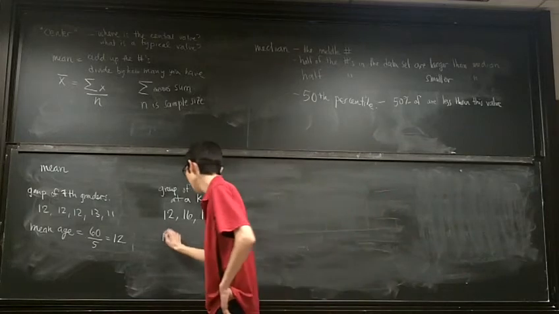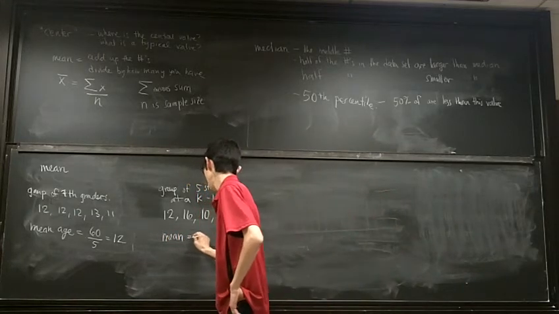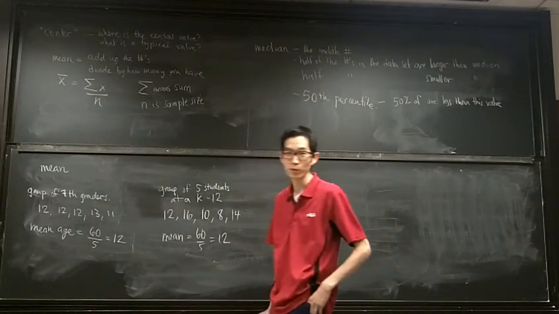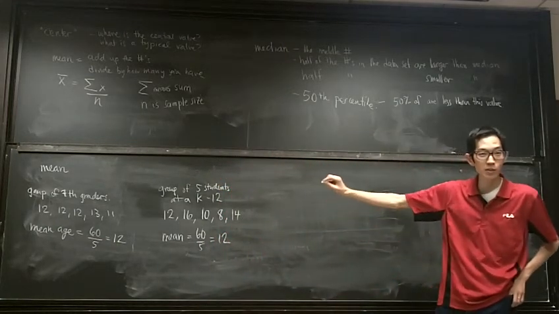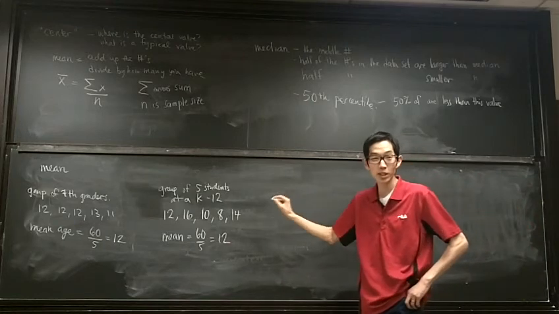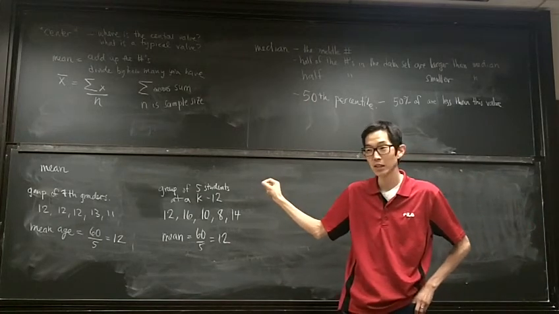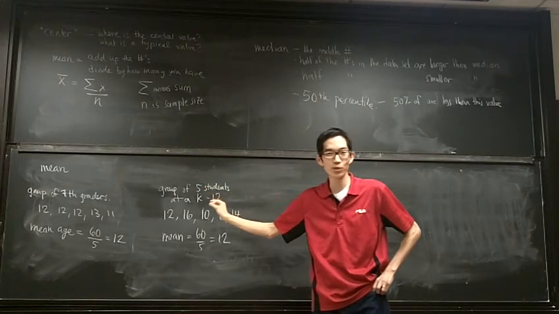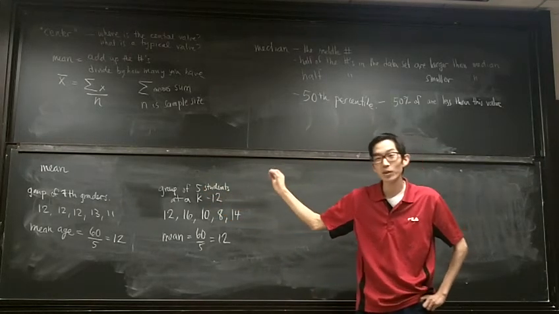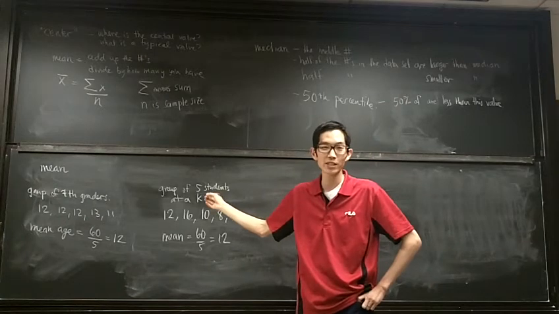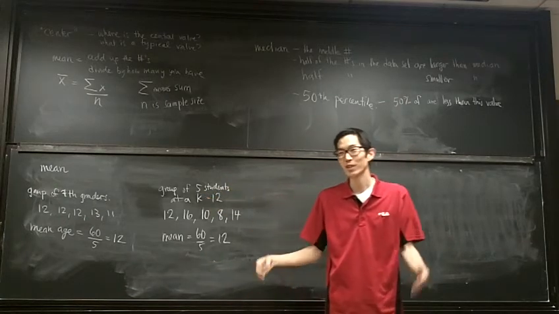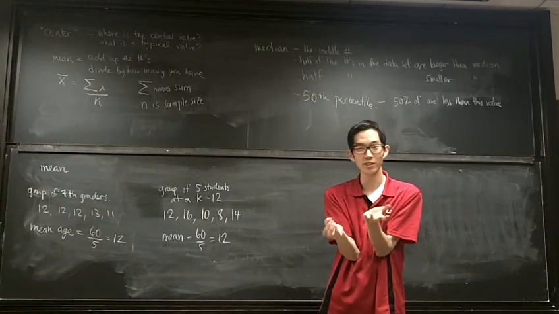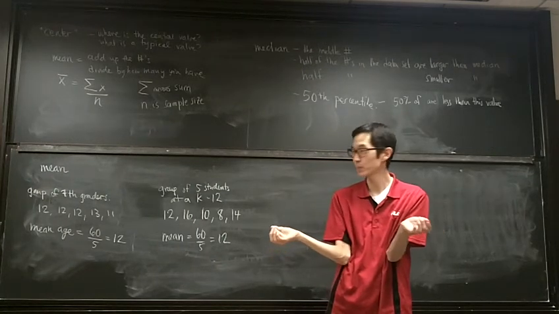12. Okay? Mean age, you add them up, you get 60 over 5, and you get 12. So both of these groups have the same mean age. So if you just looked at a single number summary of the group, you might be mistakenly led to believe that they're similar, because the average age, or the mean age, is the same for both groups, right?